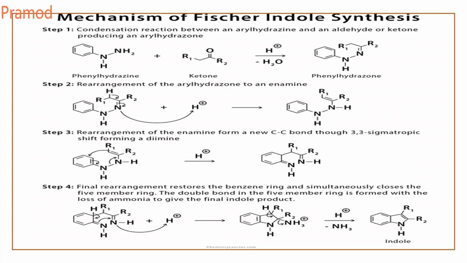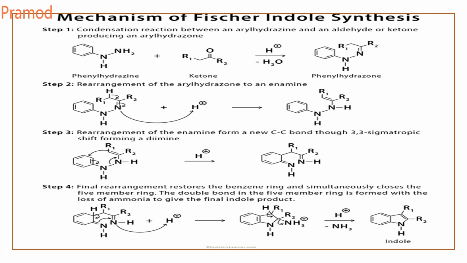If you see the first step, phenyl hydrazine reacts with a ketone or an aldehyde in an acidic medium to form phenyl hydrazone with the loss of a water molecule. So the first step is formation of phenyl hydrazone. Once this phenyl hydrazone is formed, what happens? It undergoes rearrangement to form your enamine.